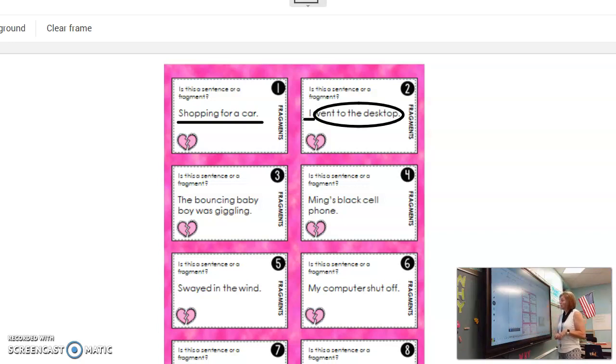Okay? Let's look at number 4, Ming's black cell phone. I know the sentence is about Ming's black cell phone, but what about it? Was it dropped? Did it break? Was it ringing? I don't know. So I could add a predicate to that. Ming's black cell phone was ringing. That makes a complete sentence. I have a complete subject and a complete predicate.